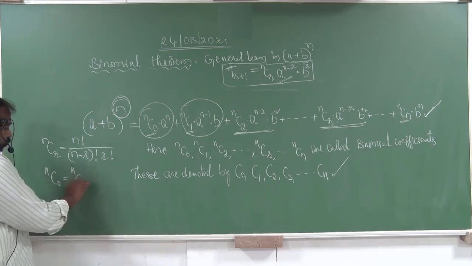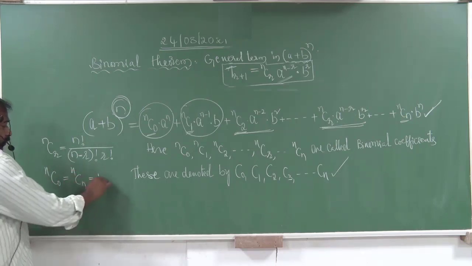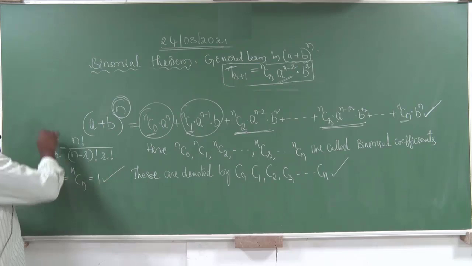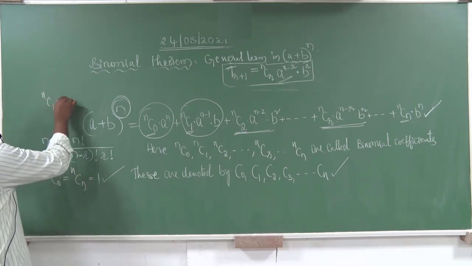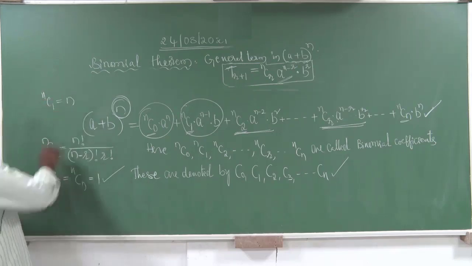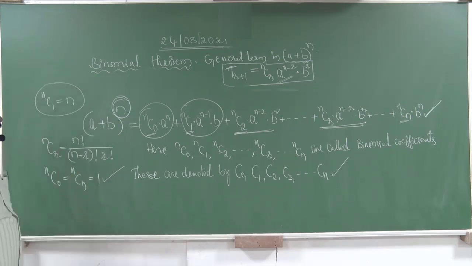Here nC0 is equal to nCn is equal to 1. This is the point we gave last class. And nC1 is equal to n. This point also I gave.